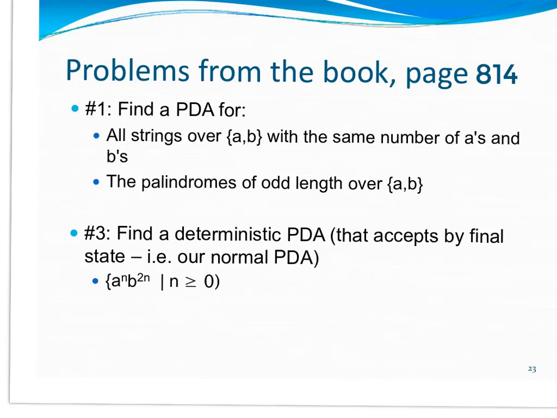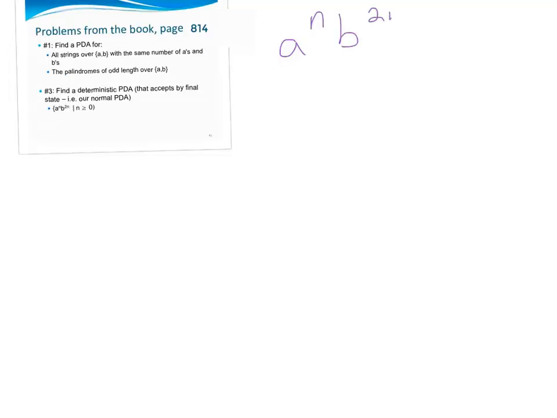And then we're going to talk about why the PDA that I made is not deterministic, and then we'll have to figure out a better way. A to the n, b to the 2n, such that n is greater than or equal to 0, right?